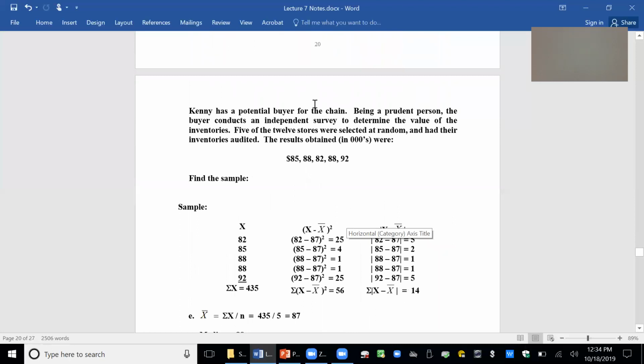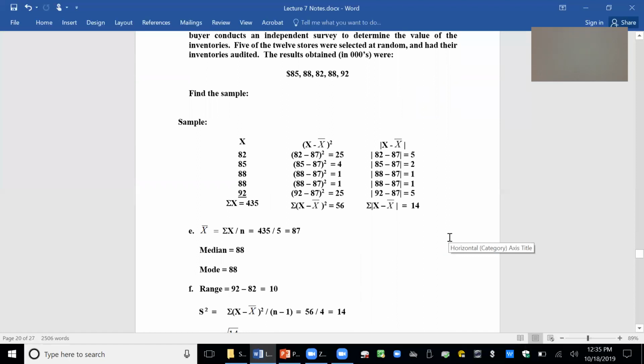Kenny has a potential buyer for the chain. Being a prudent person, this person conducted an independent survey, but didn't have enough money to look at all the stores and only looked at 5 of them at random. And we got the results 85, 88, 82, 88, and 92,000. So this data is from a sample, not a census.